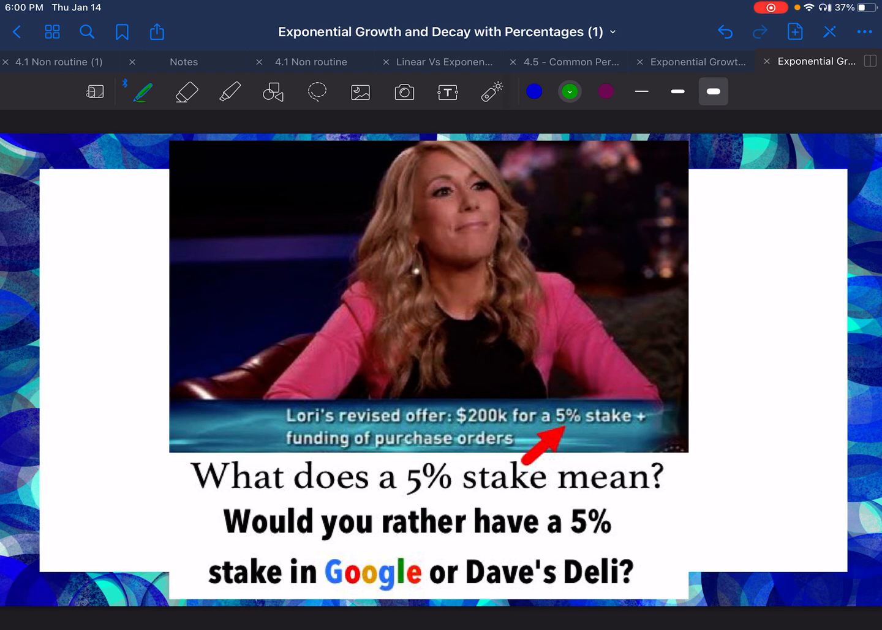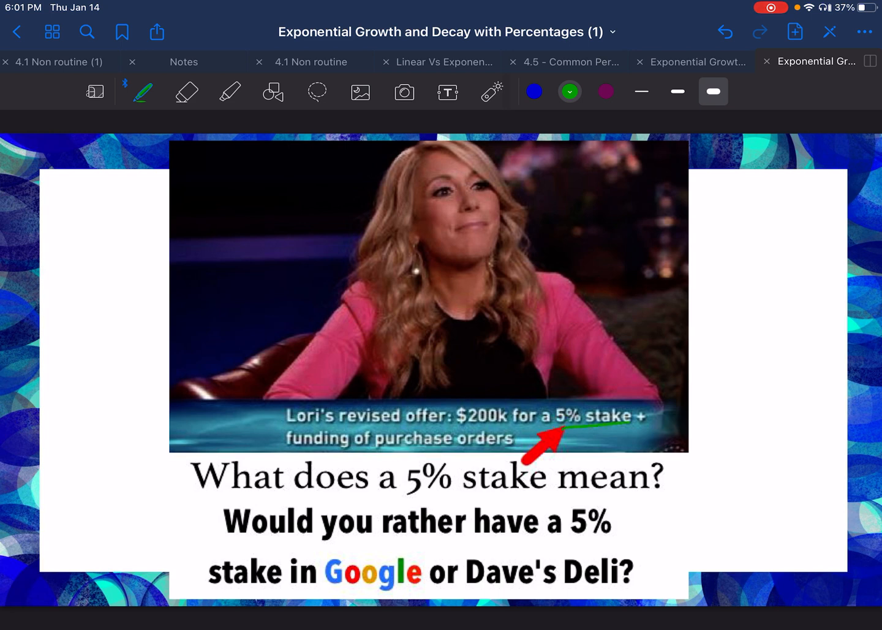In the show Shark Tank, someone walks into this scary room with a business idea or a product. If you were going to start a business, what do you think you would make your business be? Very cool. So here's Lori Grenier. She has a ton of money and she's looking to invest in a business. She offers $200,000 for a 5% stake. What could that mean, 5% stake?